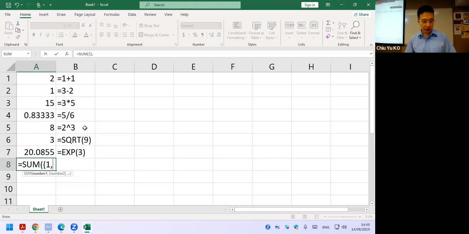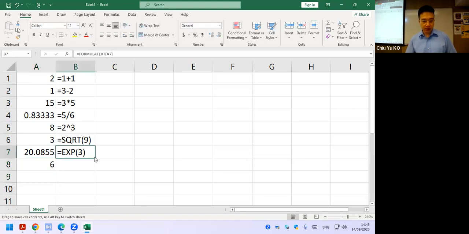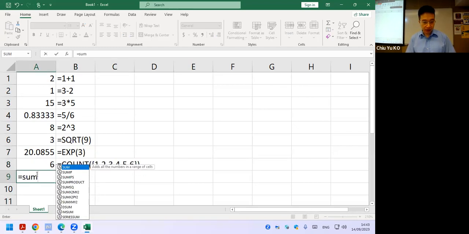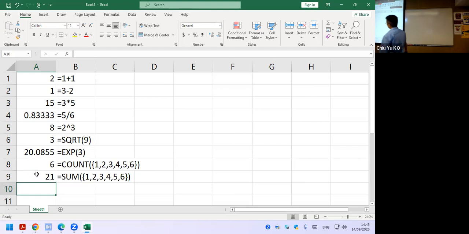Maybe I use count first, right? I do count. I try to do something slightly different from yours. I have 6 here, so this is the count. And I do have sum as well: 1, 2, 3, 4, 5, 6. So this gives you the count and sum, right?